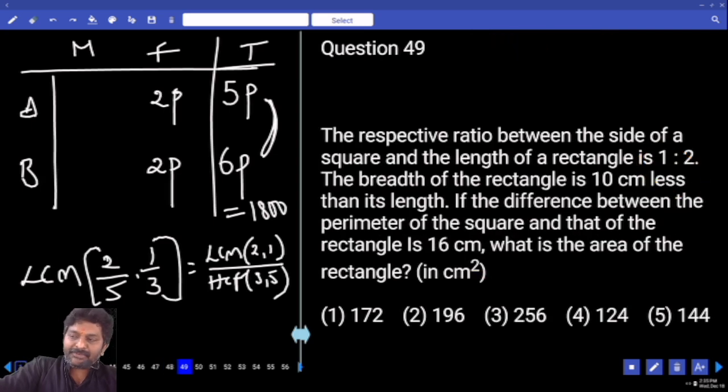The respective ratio between the side of the square and the length of the rectangle is 1:2. The breadth of the rectangle is 10 centimeters less than its length. If the difference between the perimeter of the square and that of the rectangle is 16 centimeters, what is the area of the rectangle? Area of the rectangle. Okay, right.